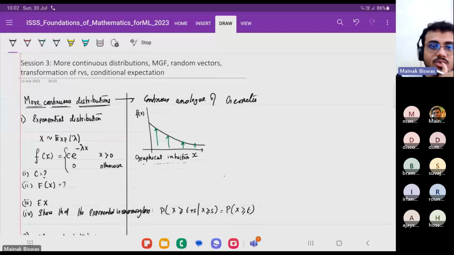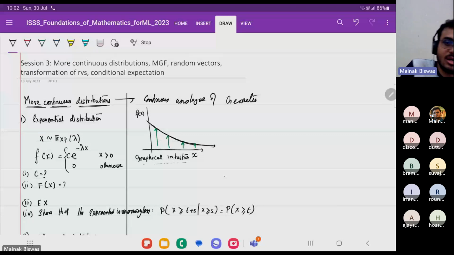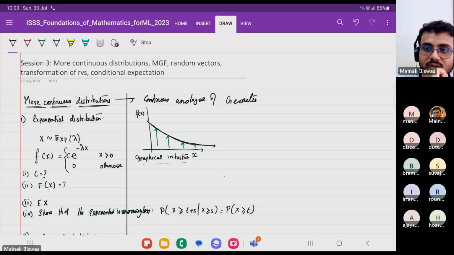These exponential distributions would model the time of failure. The intuition is the lifetime of a bulb. Do you remember from your class 12 physics and chemistry, where you had the decay rate? A radioactive element would decay according to some probability. You had a half-life of that radioactive element.